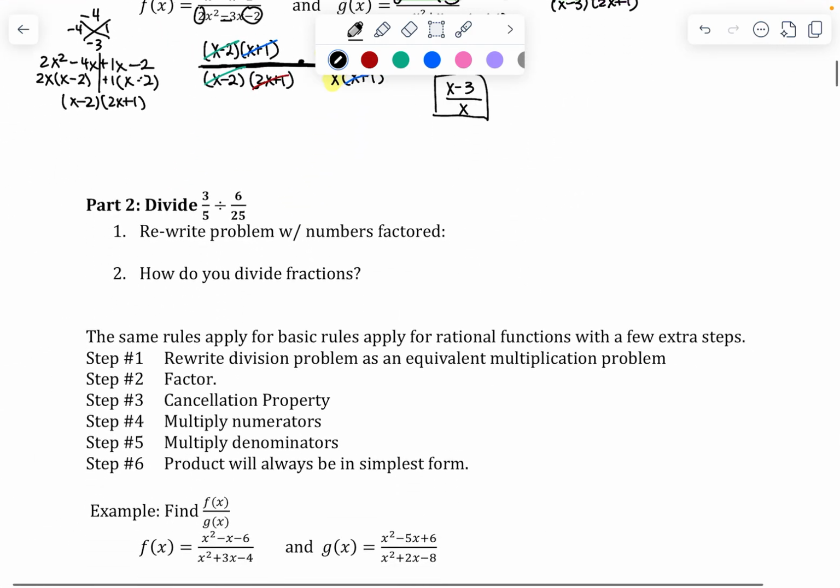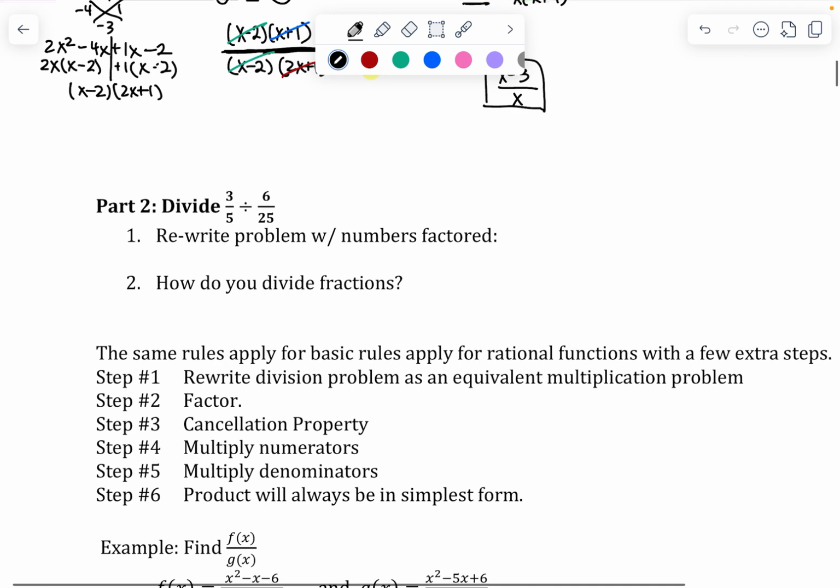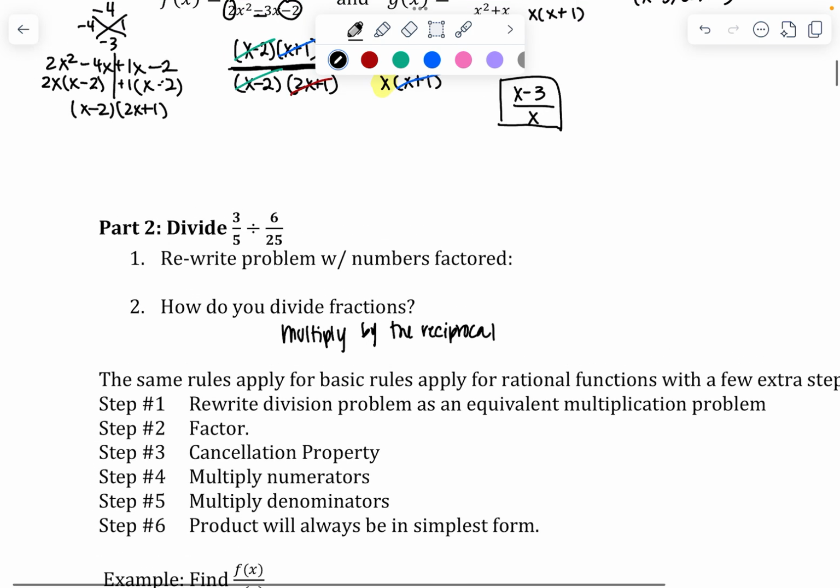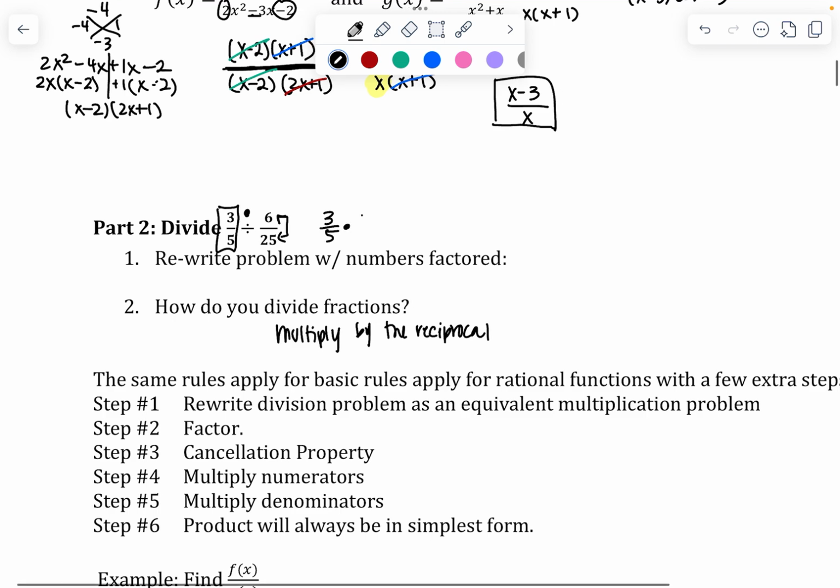All right, and so with division, it's very similar. We just have to flip the second fraction and multiply. So you multiply by the reciprocal. And so some of you may have learned keep, change, flip. You keep the first fraction, change your sign to multiplication, and then flip your second fraction.